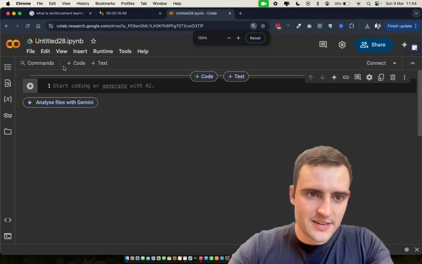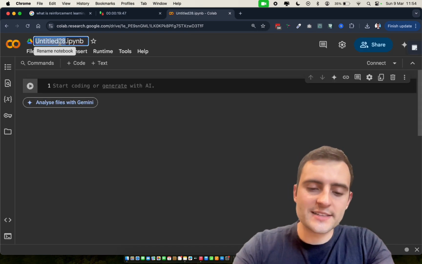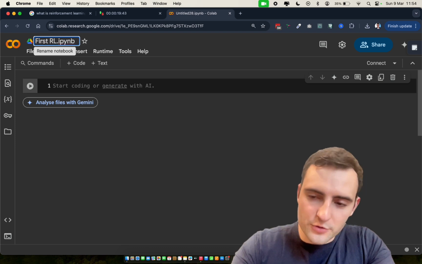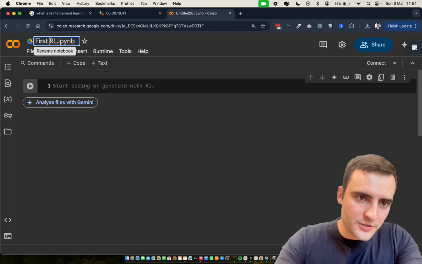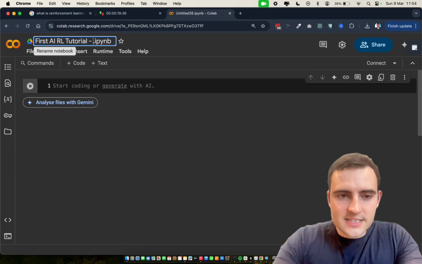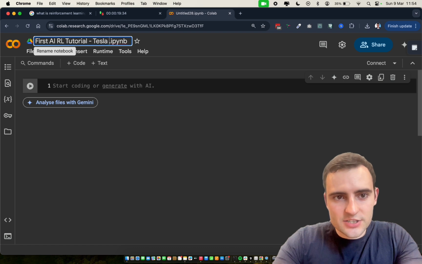and I'm just going to zoom in. And the first thing I'm going to write is our first RL, which is reinforcement learning. So I'll type in our first AI RL tutorial. And this is for Tesla stock prediction.